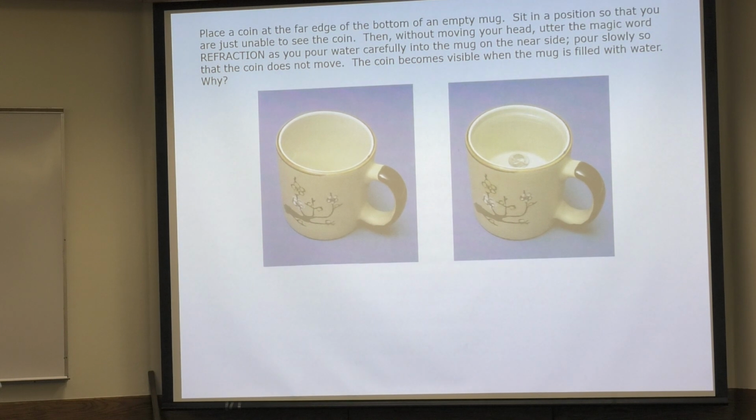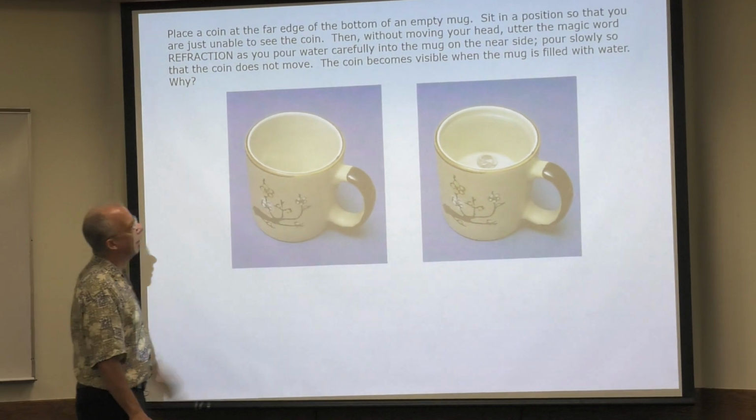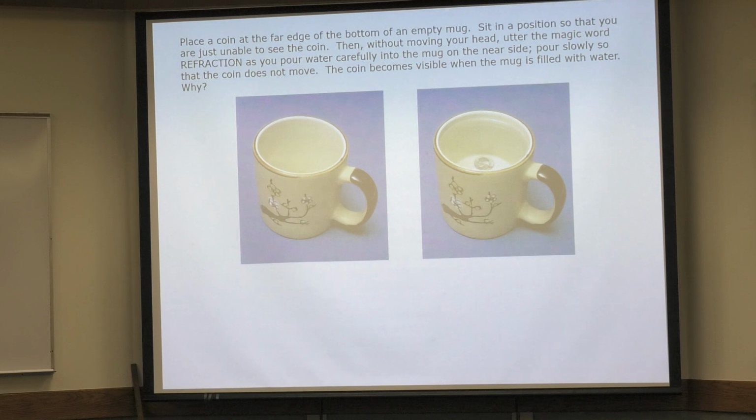Okay, here's kind of a neat little trick you can show your friends. You need a mug and a coin. Place a coin at the far end of the bottom of an empty mug. Sit in a position so that you are just unable to see the coin. Then, without moving your head, utter the magic word, refraction, as you pour water carefully into the mug on the near side. Pour slowly so the coin doesn't move.